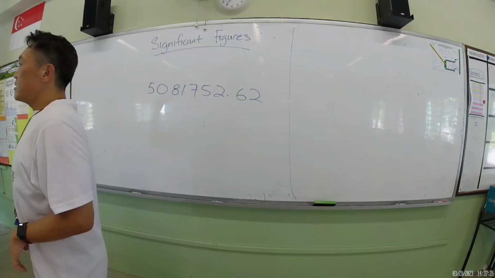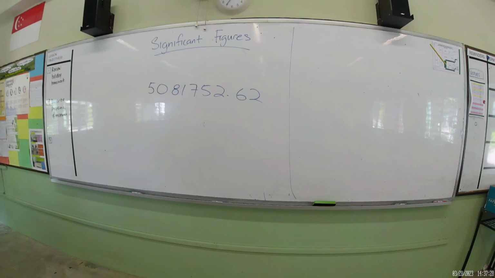We have learned how to round off numbers to their tens, their hundreds, or their how many decimal points. The skill in rounding up is exactly the same, even when it comes to significant figures. But it is important for us to know what are significant figures.